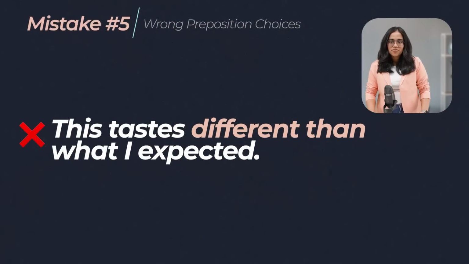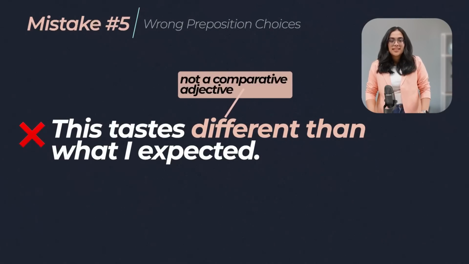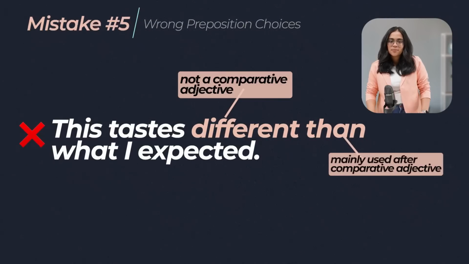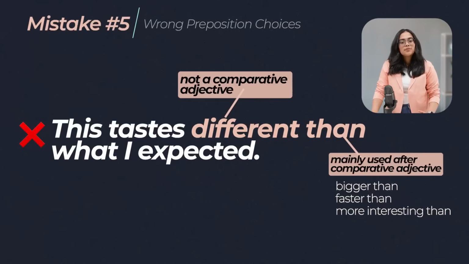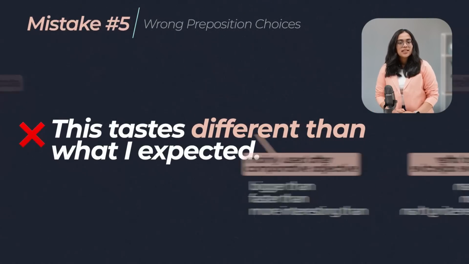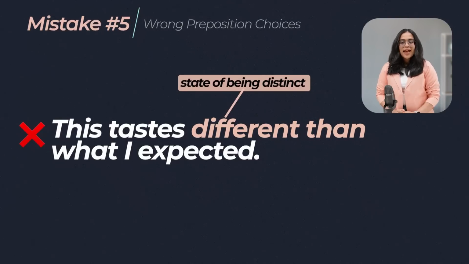This tastes different than what I expected. Now, can you guess why is this sentence wrong? See, different is not a comparative adjective. Than is mainly used after comparative adjectives like bigger than, faster than, more interesting than. Different describes a state of being distinct, different, and is not a degree of comparison, right? So the correct preposition to use would be from. This tastes different from what I expected and not than I expected.